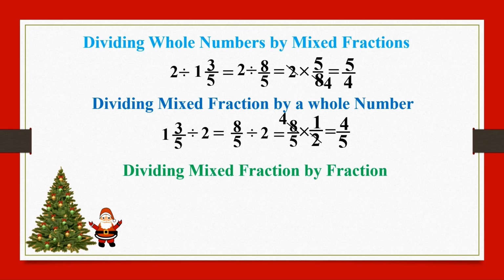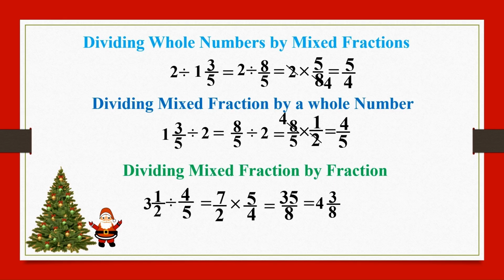Now the seventh type, dividing mixed fraction by a fraction. So 3 1 by 2 divided by 4 by 5. 3 1 by 2 is 7 by 2 times 5 by 4, which gives you 35 by 8, which is, 8 will go in 35 4 times and the remainder is 3, so you get 4 3 by 8.